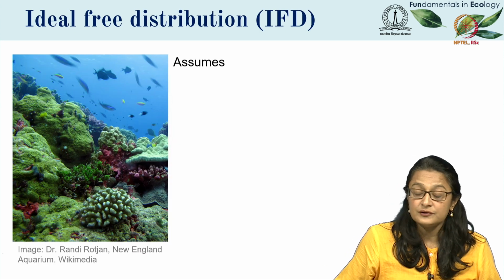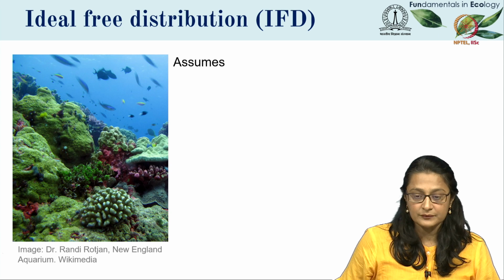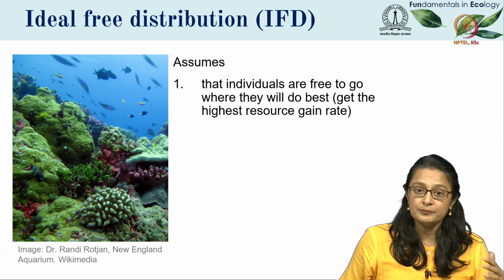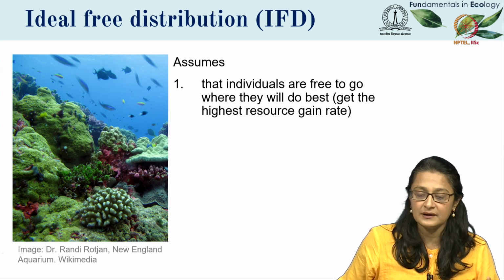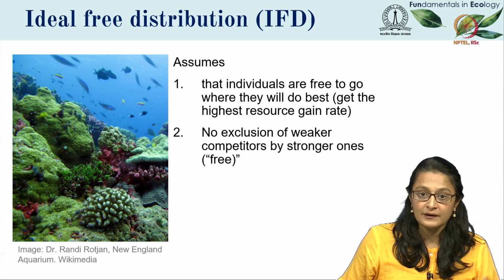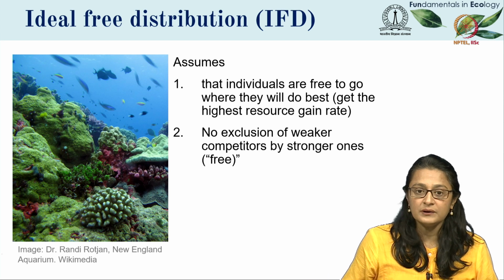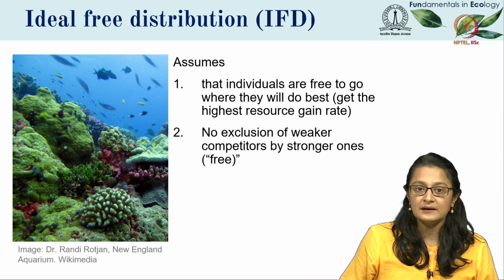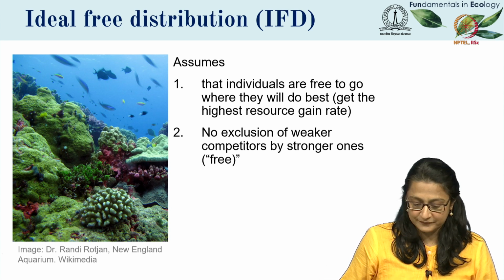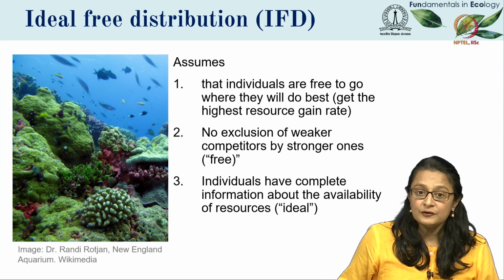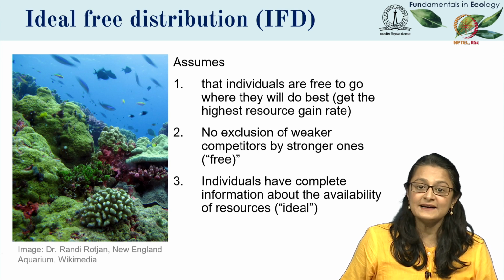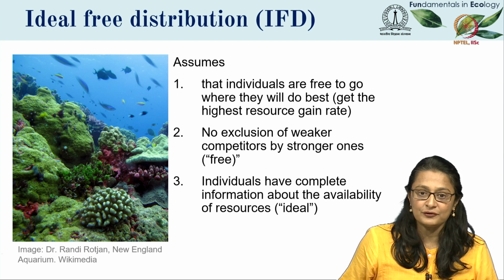Ideal free distribution assumes a few things, like all models. It assumes that individuals are free to go where they will do best, which means they are achieving the highest resource gain rate. There's no exclusion of weaker competitors by stronger ones. That's what the free means in the ideal free distribution. Individuals have complete information about the availability of resources. That's what the ideal means in the IFD.